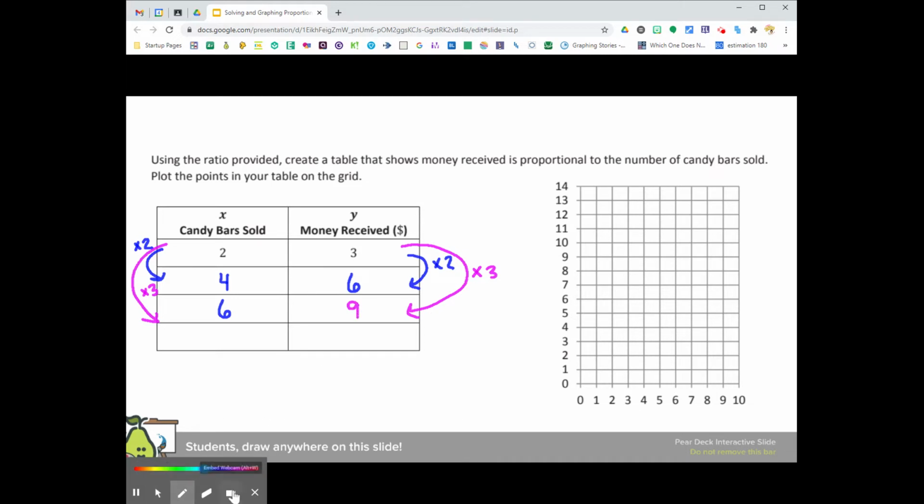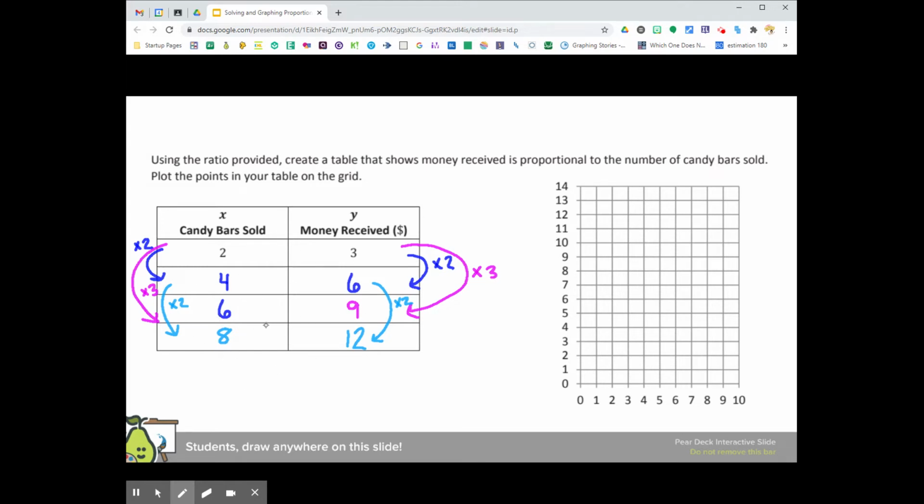And the last one I'll go ahead and do 8. And how did I get 8? There's a couple ways, but let's just go ahead and go from 4. So 4 times 2 would give me 8. So what do I have to do to 6? Do 6 times 2, which would give me 12. So for every 2 candy bars, $3. Every 4 candy bars, $6. 6 candy bars, $9, and so on.